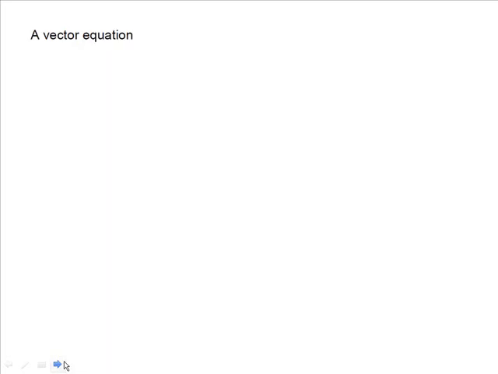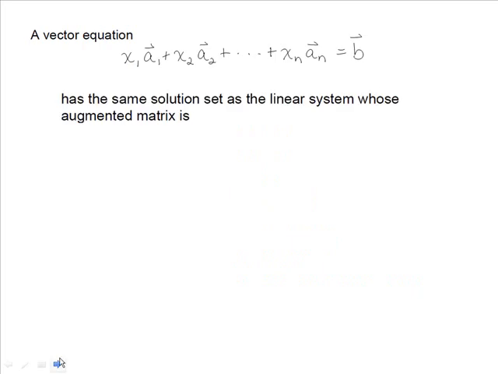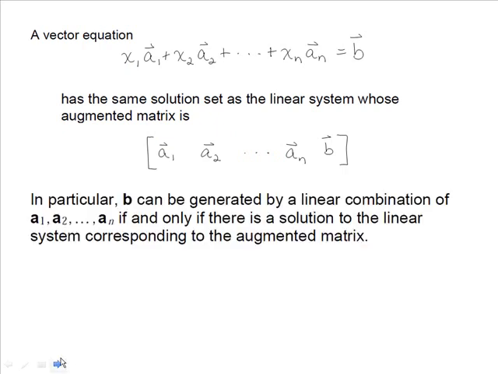A vector equation, given here, has the same solution set as the linear system whose augmented matrix is given here, where the columns are simply the vectors A1 through AN and B. In particular, our vector B can be generated by a linear combination of A1 through AN if and only if there is a solution to the linear system corresponding to the augmented matrix.